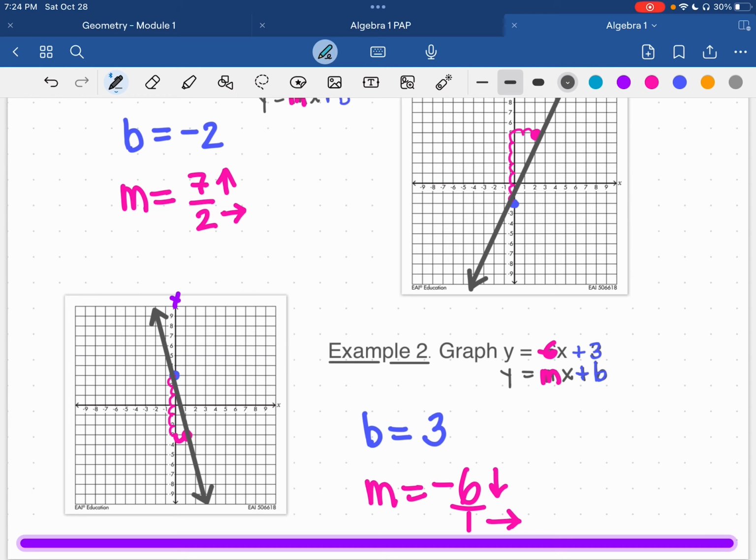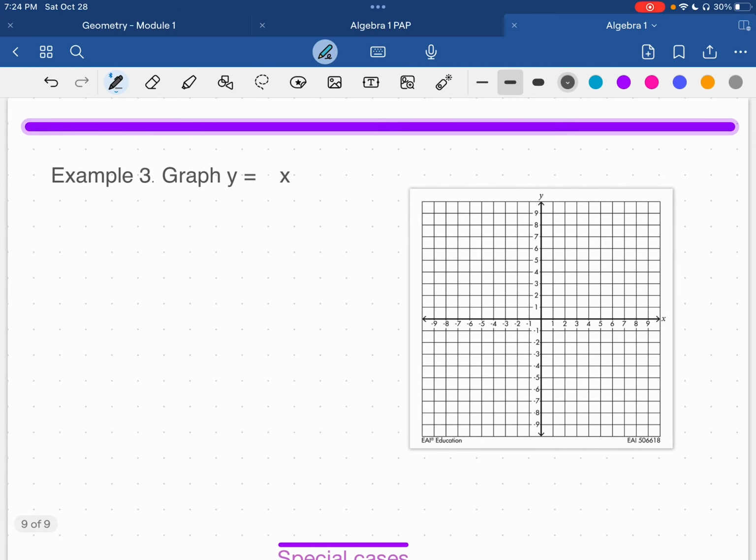All right. Pause the video and see if you can do this graph. It's missing what it needs. Here we go. There we go. Pause the video and see if you can do this one on your own.